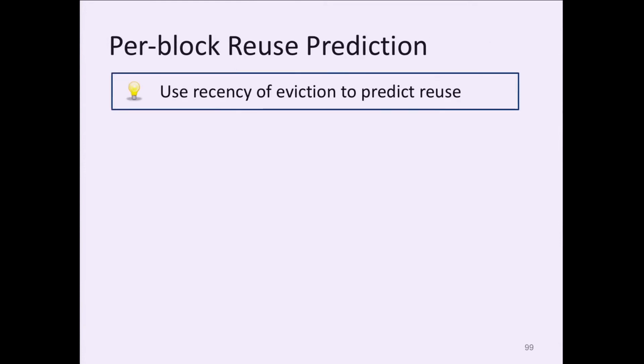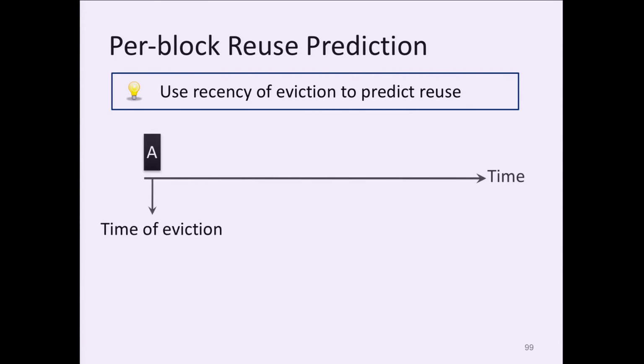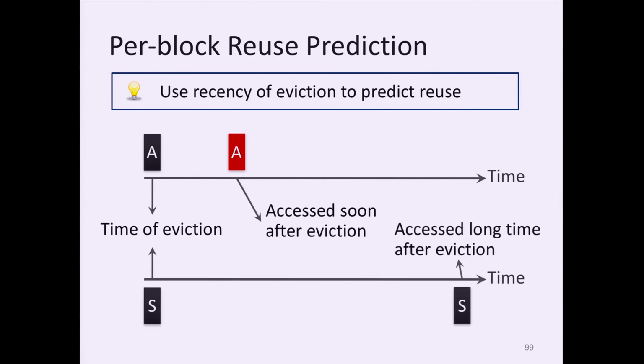Okay, so per block reuse prediction, the key idea over here is to use the recency of eviction to predict reuse. So you've already cached the block. You're evicting it. And if it's accessed soon after eviction, the key idea here is maybe you've done the wrong thing by evicting it, right? Because you're going to access it very soon. If it's not accessed for a really long time after the eviction, maybe it was okay to evict it, right? So that's the idea over here that we're going to try to exploit.